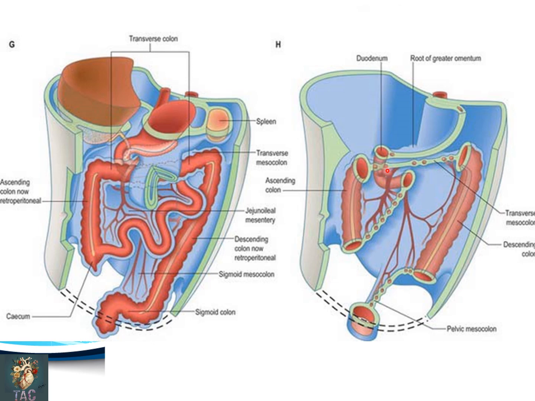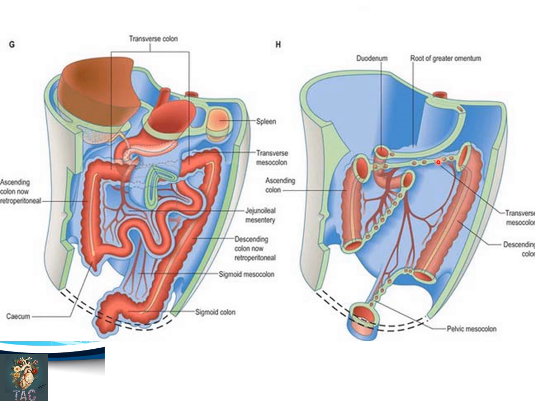As far as the transverse mesocolon is concerned, the transverse mesocolon comes to lie against the root of the greater omentum, and these layers fuse, but the transverse mesocolon maintains itself, and the colon remains intraperitoneal in this part.